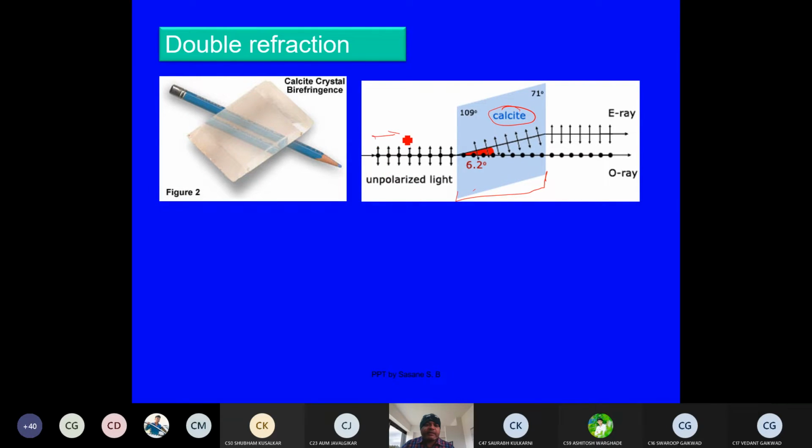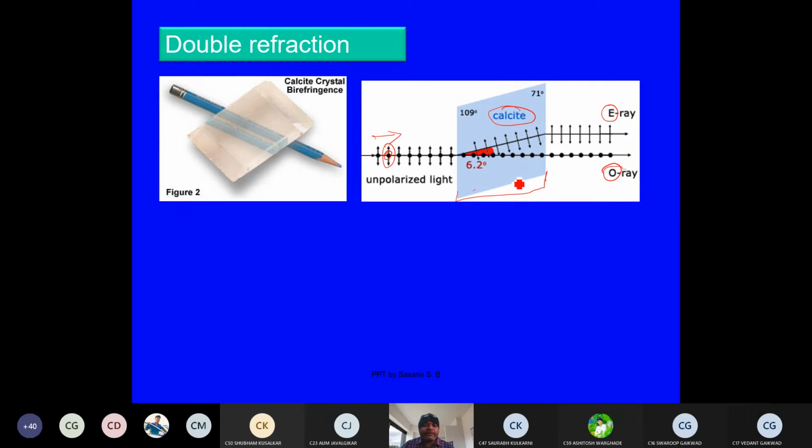Unpolarized light is getting incident here, which is indicated by the arrow and dot. So this unpolarized light is getting incident normally on the surface of this calcite crystal. When this light is incident, immediately that light gets split into two beams. One beam is called the ordinary beam or ordinary ray, and the other split ray is called the E ray or extraordinary ray.